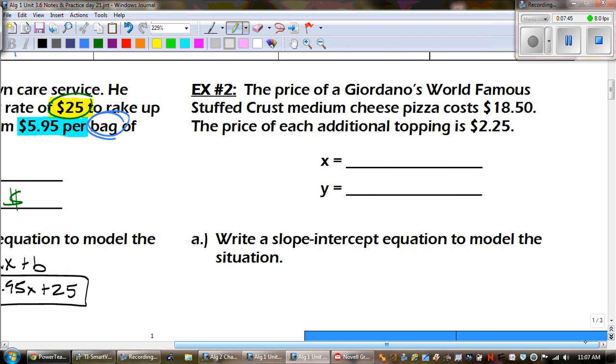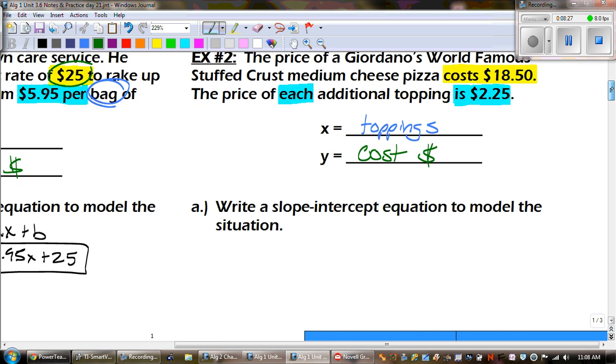All right, example number 2. The price of a Giordano's world famous stuffed crust medium cheese pizza costs $18.50. The price of each additional topping is $2.25. So what's our x and what's our y? Just kind of going through and highlighting some things. So x is going to be our toppings because y is talking about the cost.